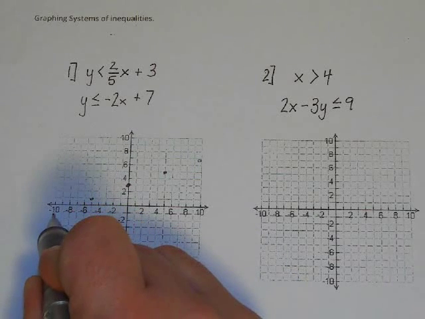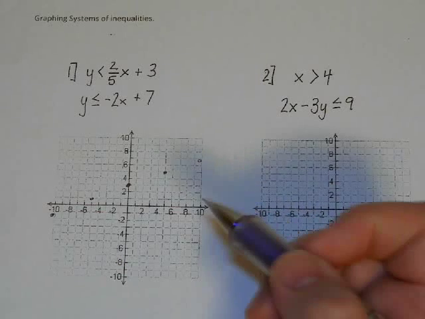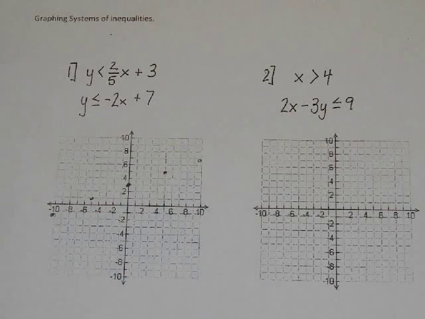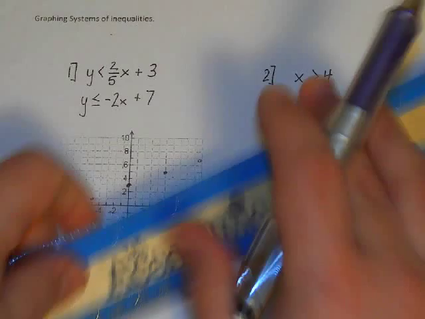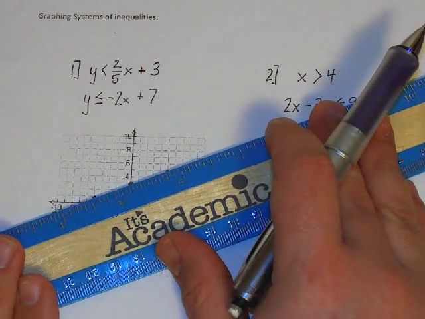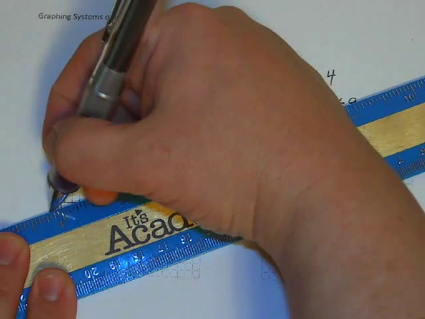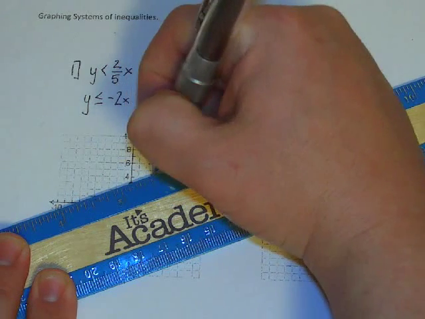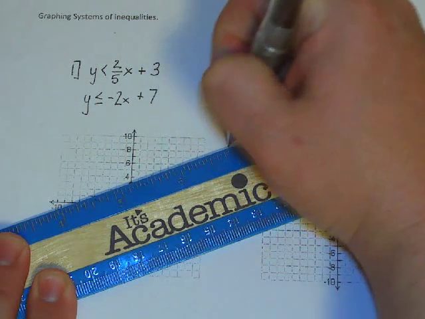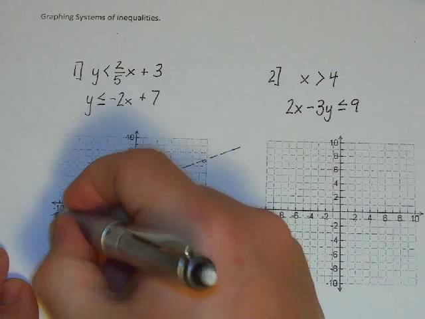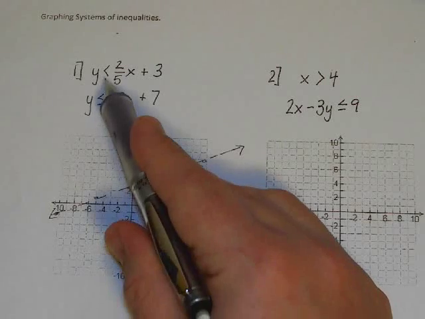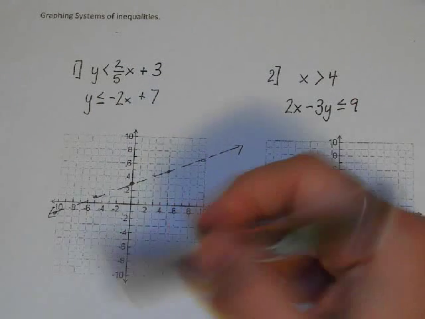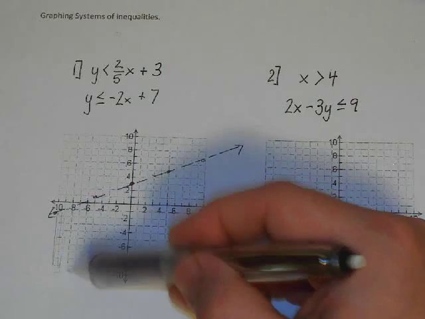Now I have to decide which type of line I'm going to use for my boundary line. Because it just says less than and not less than or equal to, I'm going to use a dashed line for my boundary. And less than means I'm going to shade below the line. Now, normally I'd shade pretty dark if it was just one inequality, but since we have two, I'm just going to shade it very lightly. You'll see why I do this in a moment.